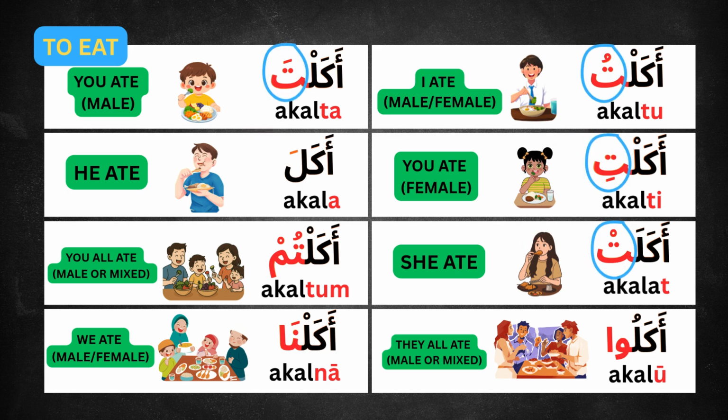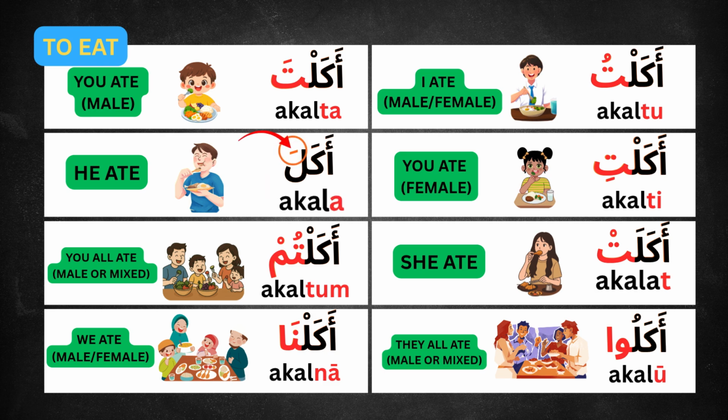Look carefully at the endings of the singular forms on the screen. You will notice that the letter ta is added at the end of most verbs with different vowels depending on the subject pronoun. However, for the pronoun hiya, the ta has sukun, the small circle above it, so the ending has no vowel, and only the letter ta is pronounced with a clear, stopped sound, akalat. For the pronoun huwa, there are no added letters after the three-letter root, and the verb ends with a single fatha, akala.